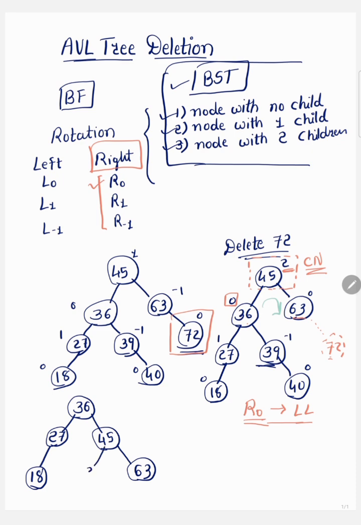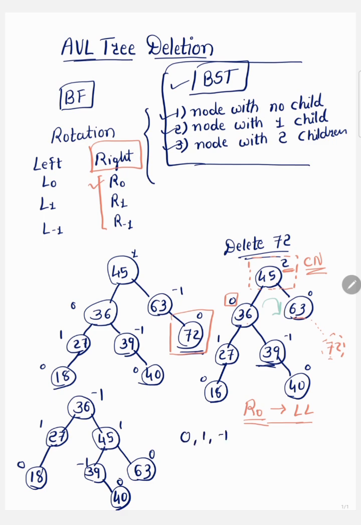So here 45 is your critical node, so 39 will become the left child of your critical node, right? And 40 will remain the same, so 40 will become the right child of 39. Now if you check the balance factor, for 18 it's 0, for 40 it's 0, for 63 it's 0, for 39 it's 0 minus 1, so minus 1, for 27 it's 1 minus 0, 1, for 45 it's 2 minus 1, that's a 1, for 36 it's 2 minus 3, so it would be minus 1.